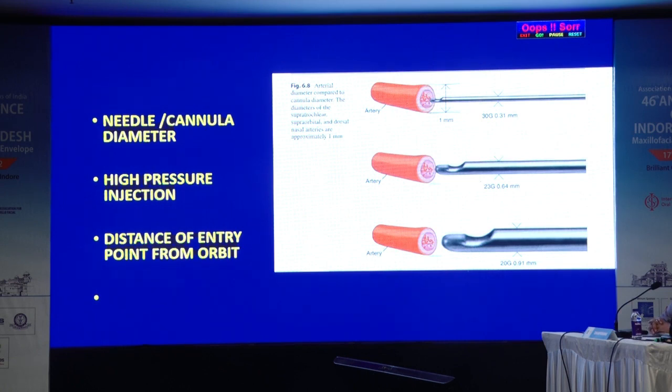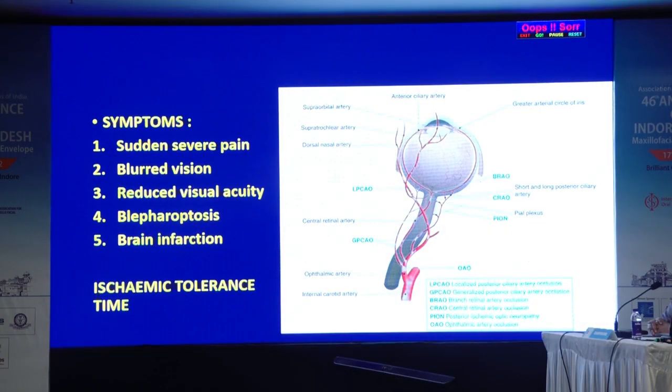The closer you are to the orbit, the higher the visual complications. That is your supratrochlear, supraorbital, dorsal. Now coming from your superficial temporal, your superior labial or angular, the chances of it occurring become more remote the farther you go away from the orbit. So that is why I talked about nose and glabella. The closer it is, the visual complication rate is very high. Now so these are the symptoms which occur. Ischemic tolerance time is very important for your retina, for your cornea and retina. Ischemic time, the more the metabolism of the tissue, the less it can tolerate no oxygen supply.